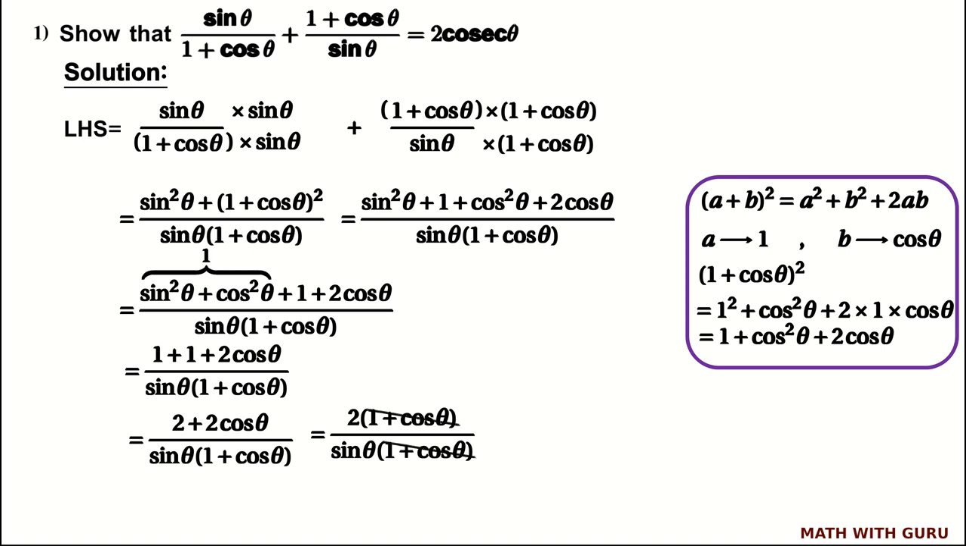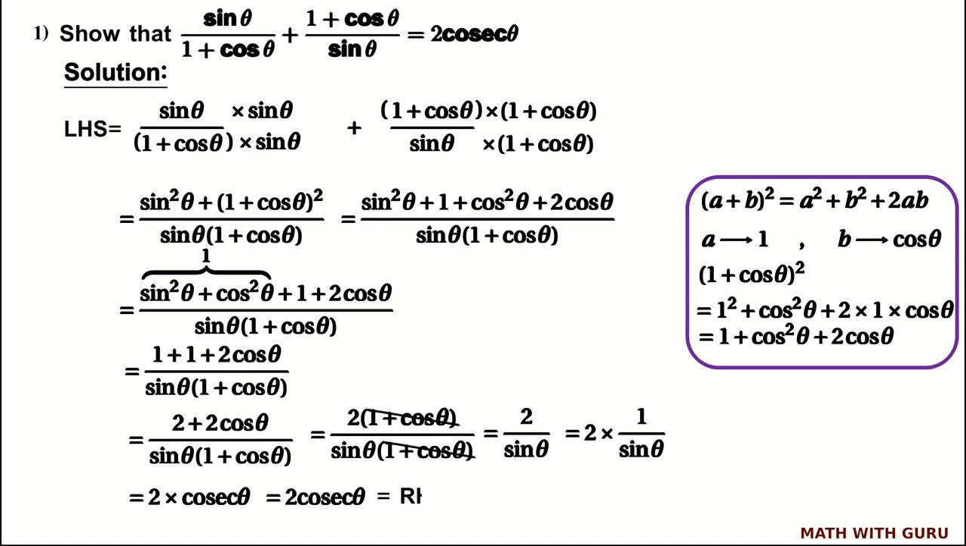Let us strike them off. We get 2 by sin theta. This can be written as 2 into 1 over sin theta. 1 over sin theta is cosecant theta. 2 into cosecant theta equals 2 cosecant theta, which equals RHS, right hand side.